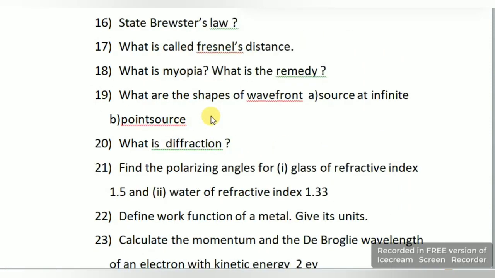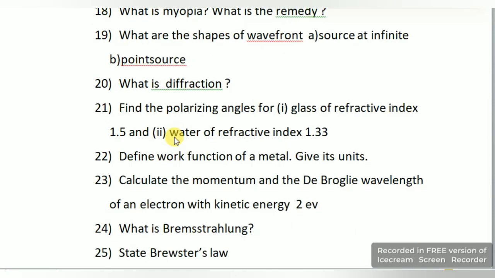Next one, what are the shapes of wavefront? First, a source at infinity; second, a point source. Next, what is diffraction? Next one, find the polarizing angles for glass of refractive index 1.5 and water of refractive index 1.33.